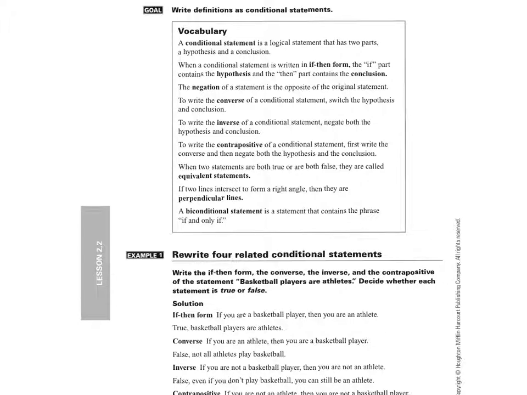All right, so far so good? All right. And again, here's some more. I'm not going to ask you after you write the if-then, the converse, contrapositive, all that, to tell me if it's true or false. All I want to see is that you know how to write it in those forms.